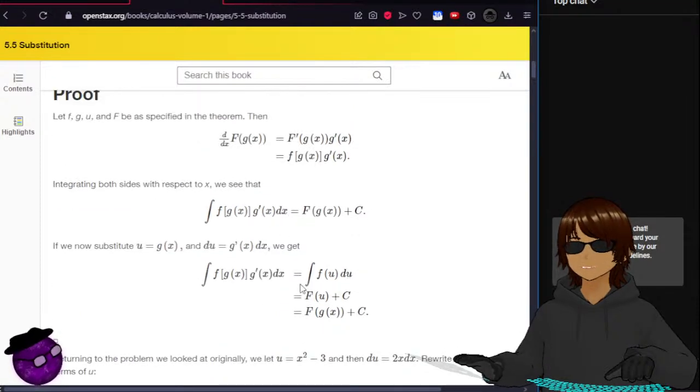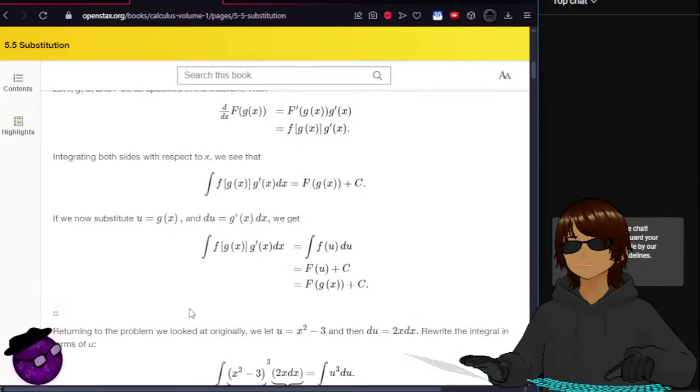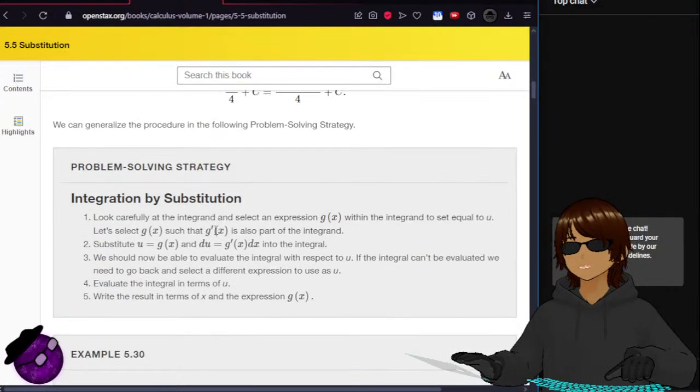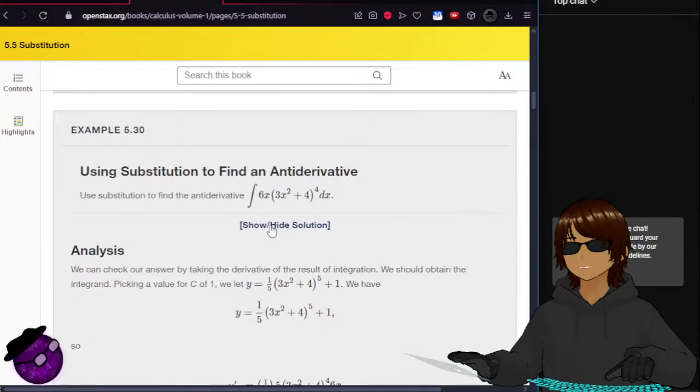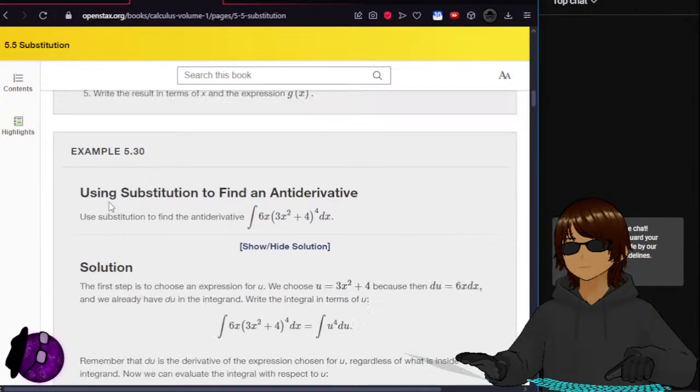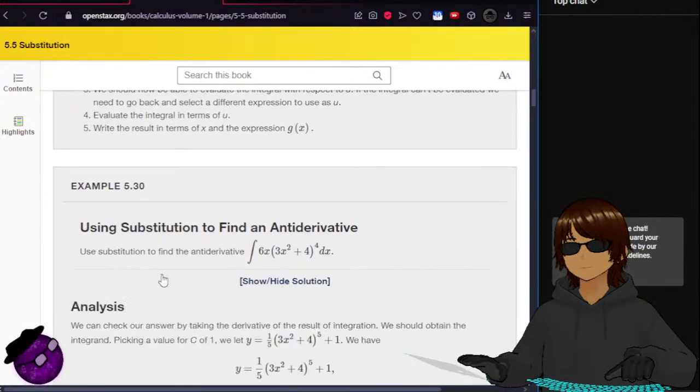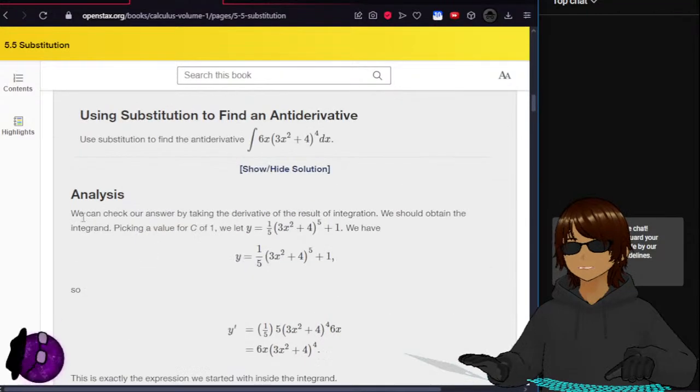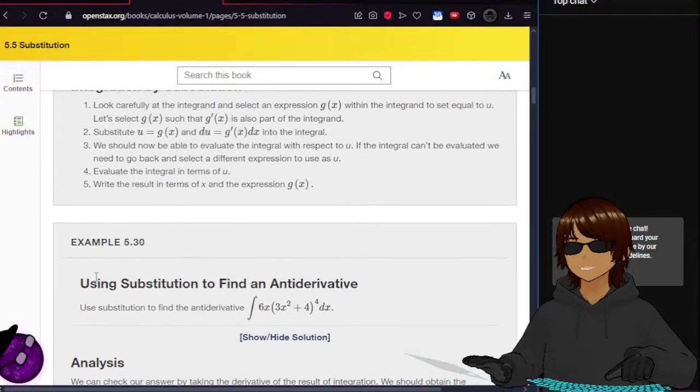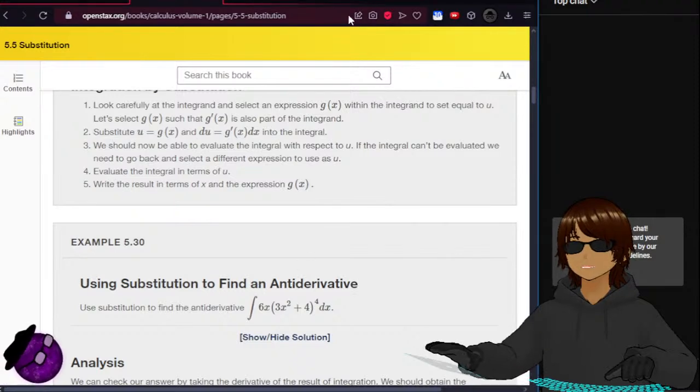I think this representation is very confusing. I need to do some exercises. They should hide the analysis as well. Okay, using substitution to find the antiderivative.